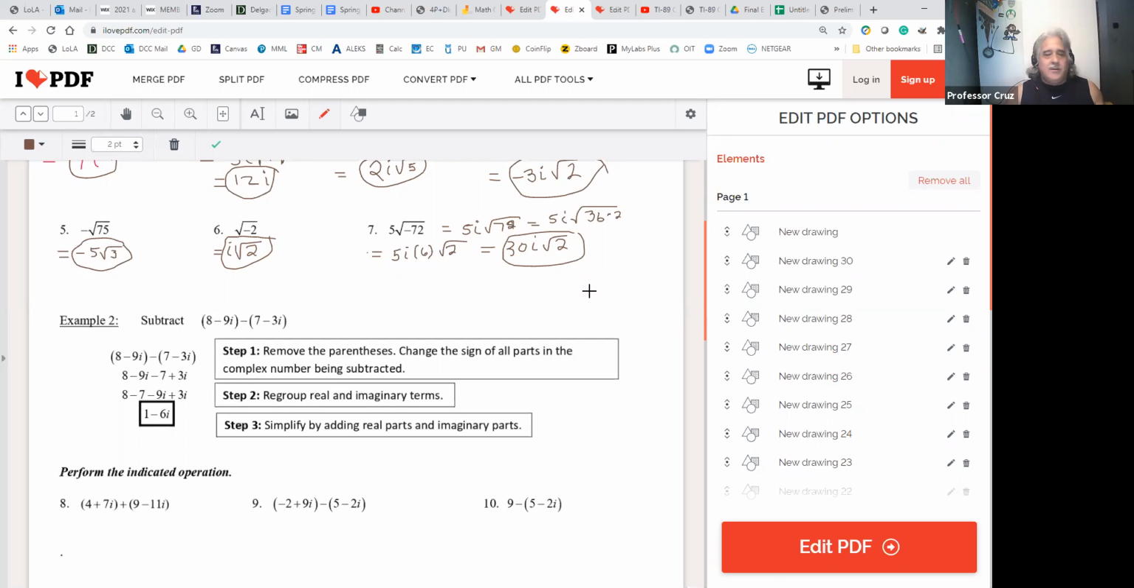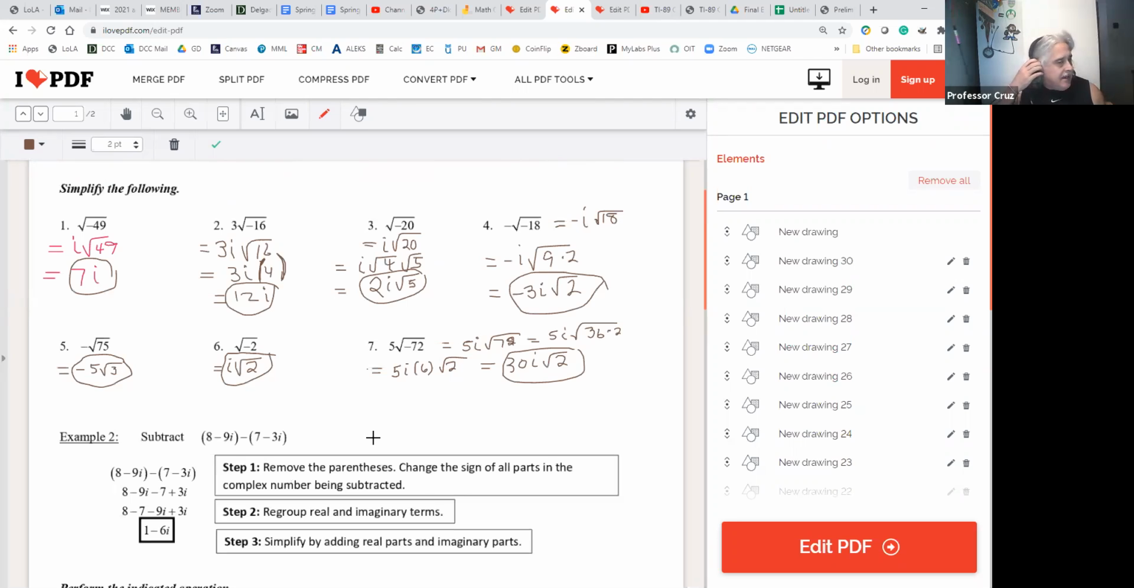All right, so that's really all there is to simplifying these. You change your i inside of your square root, you take it out and turn it into an i in front.